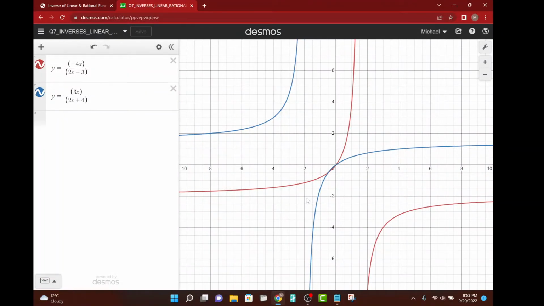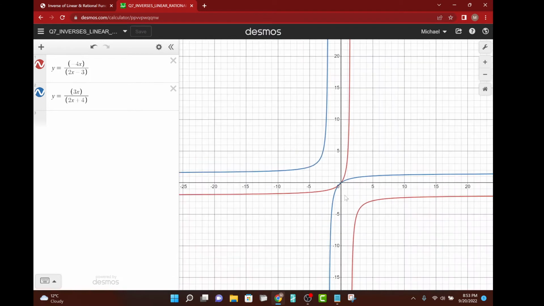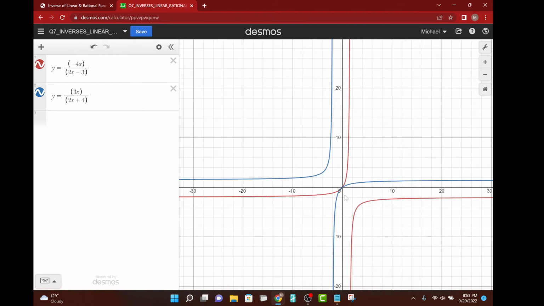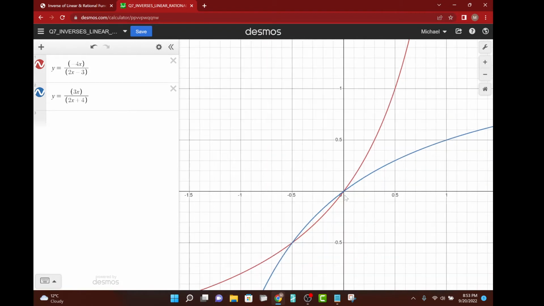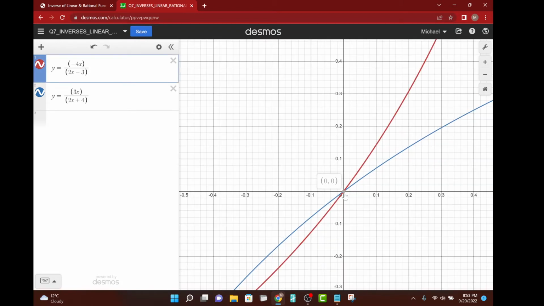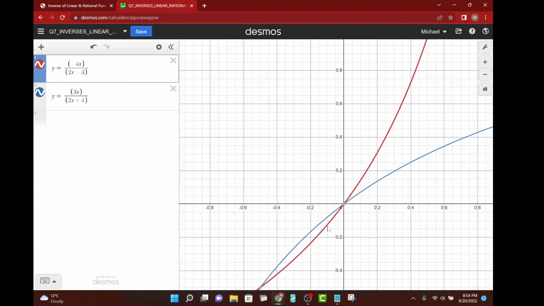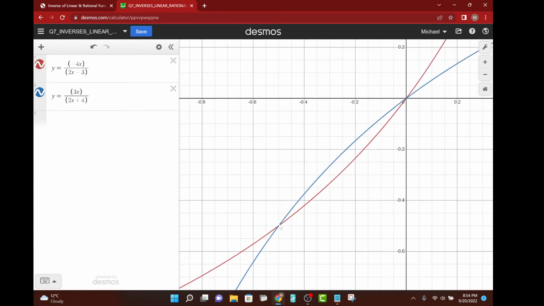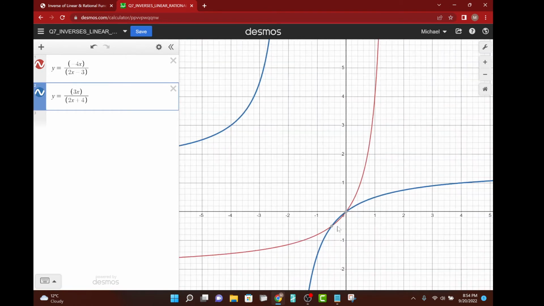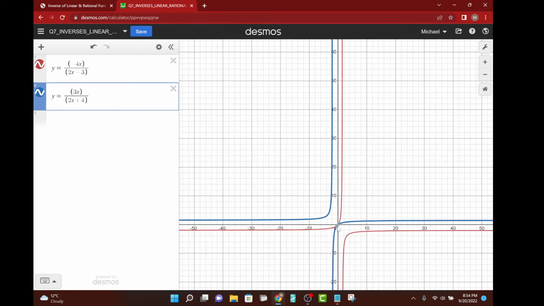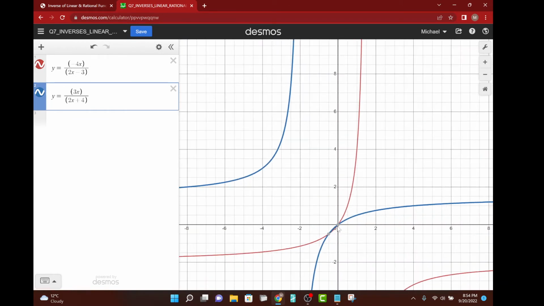Okay, take a look at this. So the red graph is the original, and the blue graph is the inverse. So just look at that. Look at that strange behavior there. Notice they intersect at 0, 0. Where else do they intersect? Negative 0.5. Very interesting. Look at that. Unusual looking curves, huh? All right, well, that is number 7.